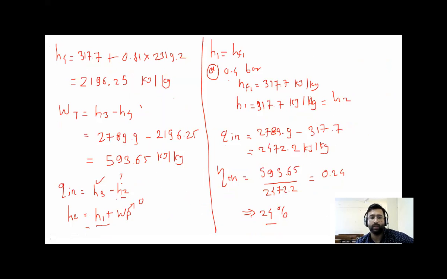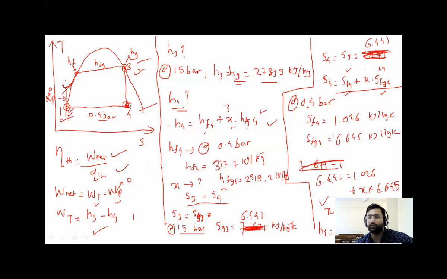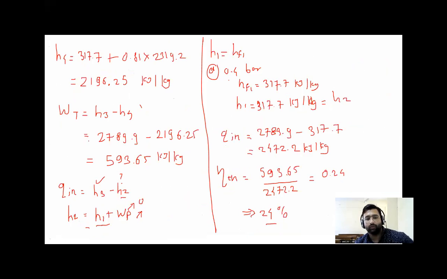Next is Q in, that is the heat supplied, which is equal to H3 minus H2. H3 we already calculated. Calculation of H2 is H1 plus pump work. Pump work is assumed to be 0 in this case. They have told us to neglect it. So H1 will be equal to, now again, enthalpy at point 1. Point 1 lies on liquid saturation curve. So we have to go for 0.4 bar. We have to search the enthalpy at liquid saturated condition, that is HF. So H1 will be equal to HF1. We calculated H1, then we calculated Q in. By knowing Q in and W net, we calculated the thermal efficiency.